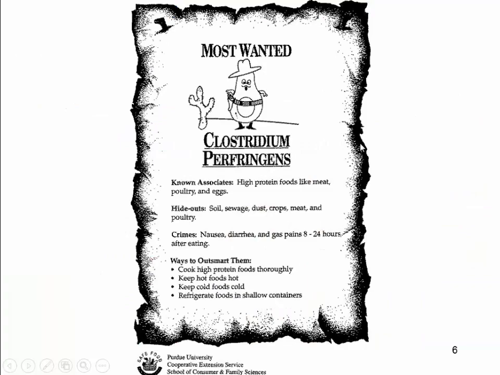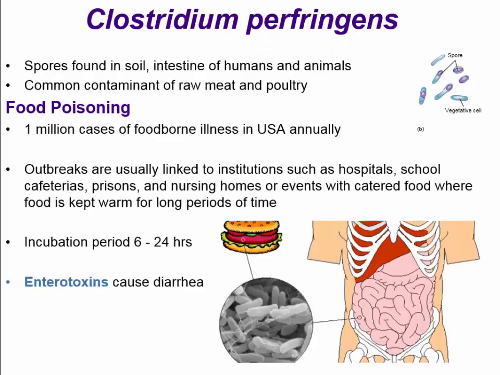Another spore former that is of particular interest is Clostridium perfringens. Clostridium perfringens is found in soil and the intestines of animals, so contaminated food or poultry are typically how it's going to reach many of your patients. And so food poisoning is nearly 1 million cases per year from Clostridium perfringens.